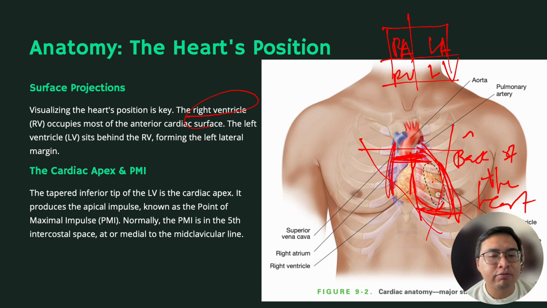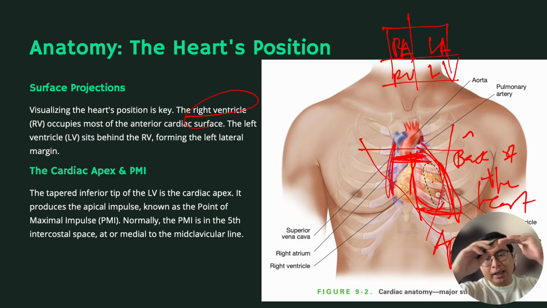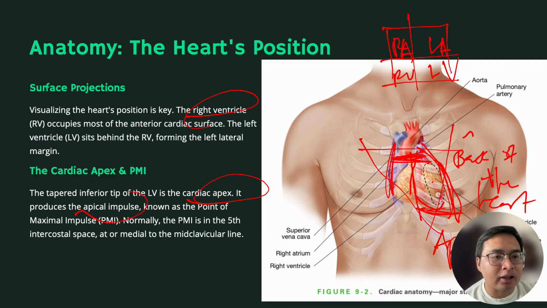Also, the left ventricle forms the apex of the heart. Right? So kung may base, meron siya ding apex. Kaya nga siya inverted triangle. Okay? So the tapered inferior tip of the left ventricle is called the cardiac apex. It forms the apical impulse, and you could palpate for it, known as the point of maximal impulse, or the PMI. The PMI is located in the fifth intercostal space, just medial to the left midclavicular line.